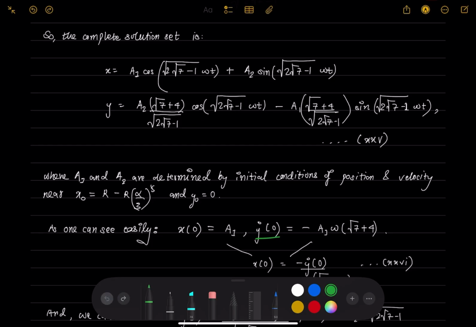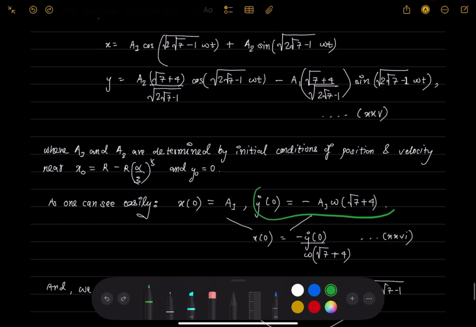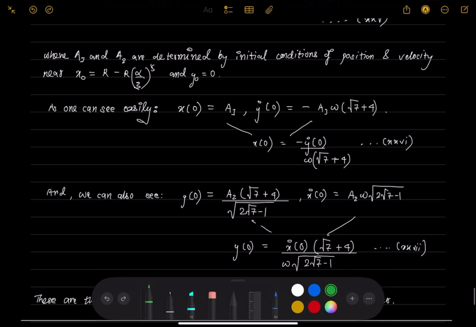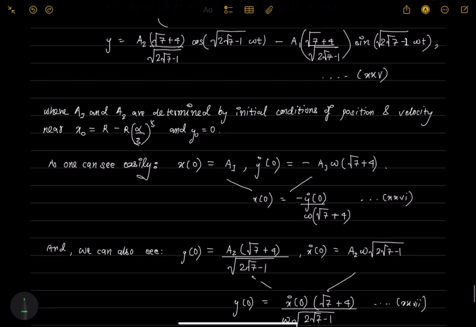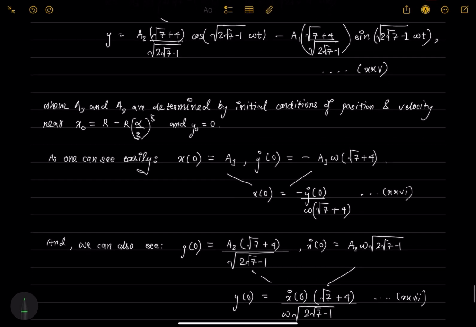with something like this. It's basically that same constraint that we obtained between B2 and A1. So the condition is that the deviation in x has to be related with the initial velocity in y with this particular expression. And something similar is also true for y.